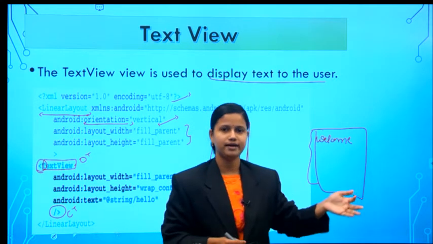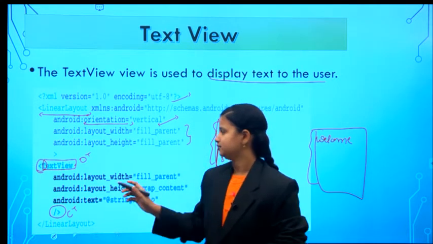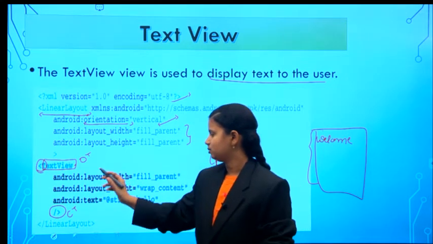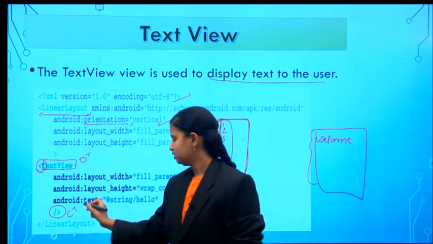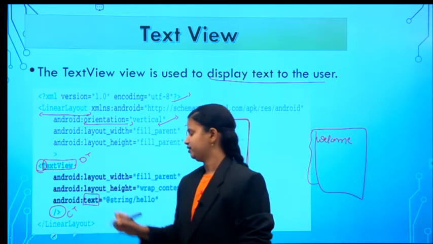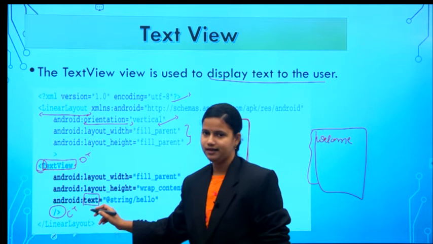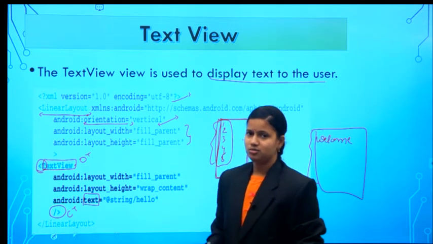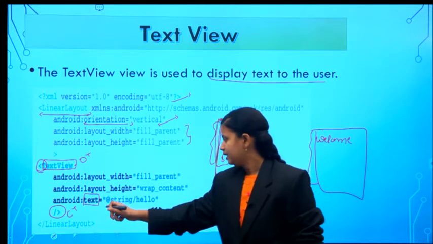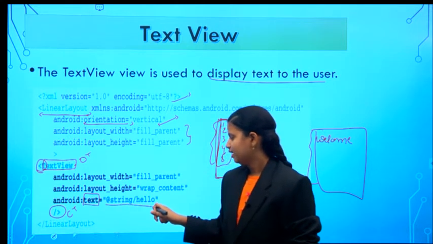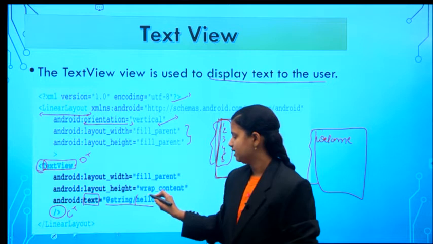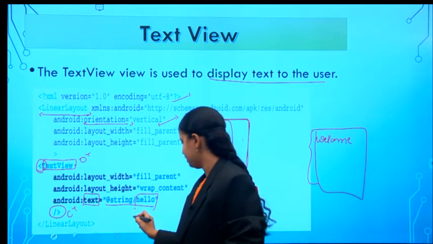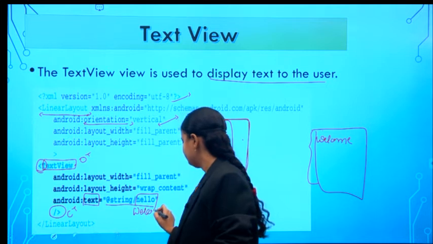But before that we have to mention I want to display this welcome message. That means I want to write a message in this text view. So how to write a text property? We are using android colon text, which is a property to display a message. What is the message I want to display? It is nothing but @string hello. So that means the message I want to display is hello. Or if you want to display a message welcome, you have to specify welcome.